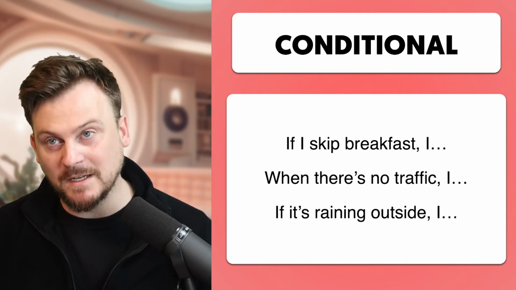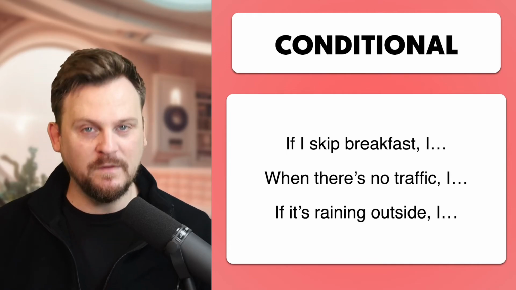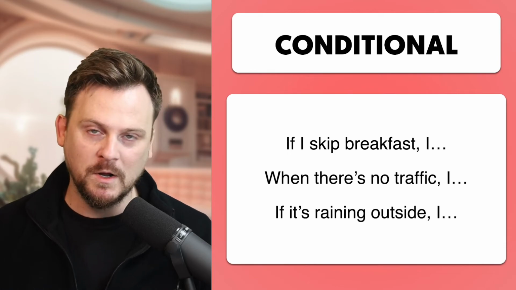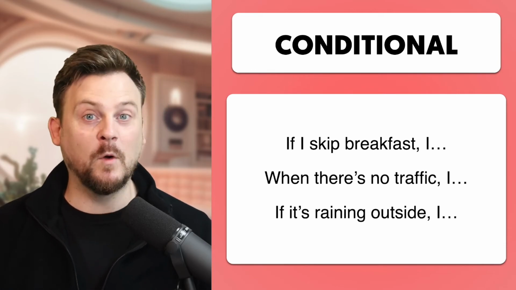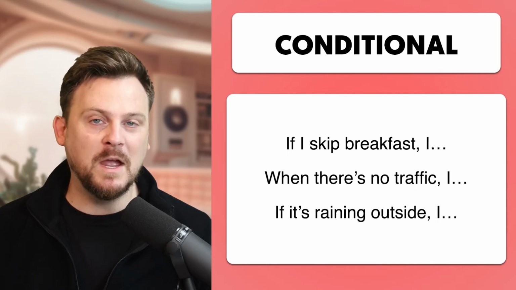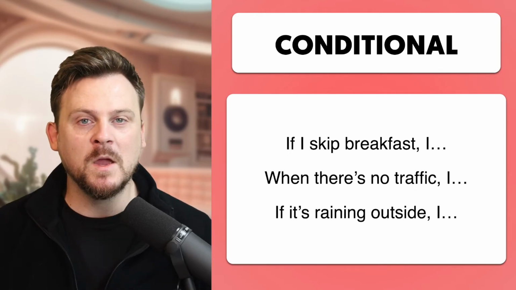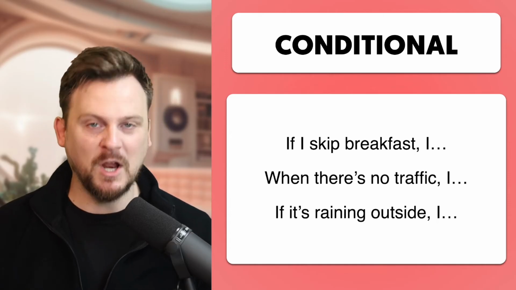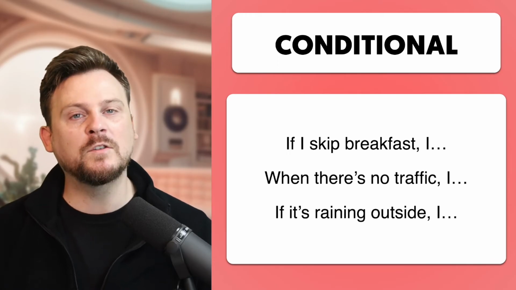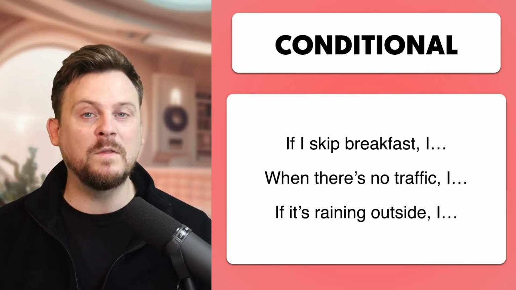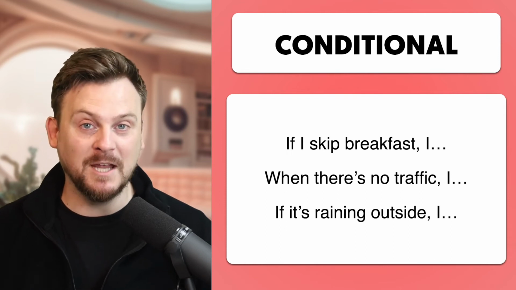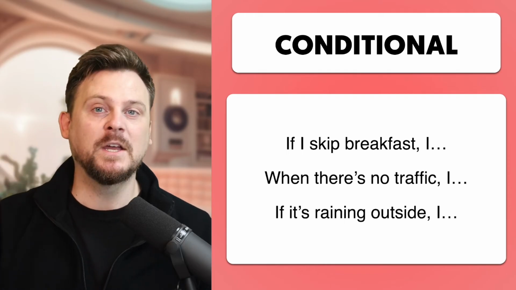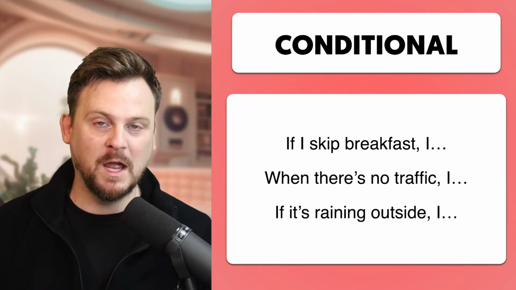But if that other thing doesn't happen, then this doesn't happen. So if I skip breakfast, I have a coffee and then go to work, right? So that's what I have. So if I don't skip breakfast, maybe I do something else, right? It's just an example. When there's no traffic, so when there is traffic and when there's no traffic, generally will be two different things. So when there's no traffic, I drive to work. But when there's very bad traffic, I generally take the subway. So the state of the traffic determines what I will do as part of my routine.